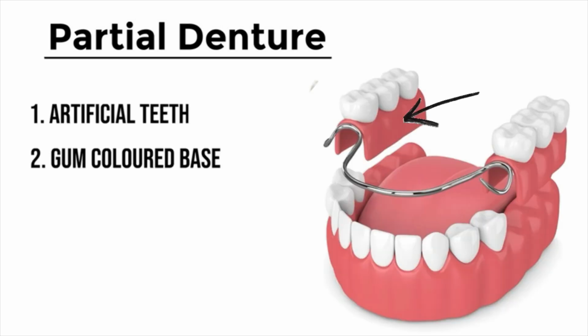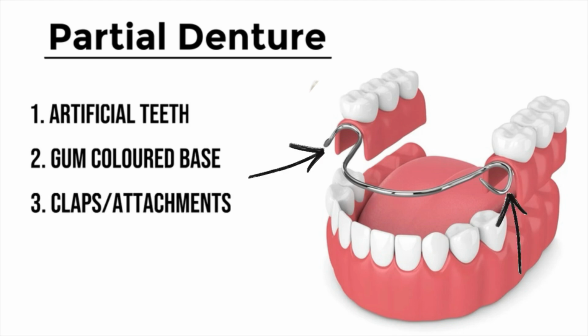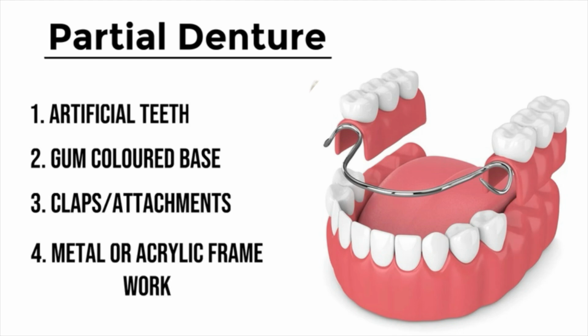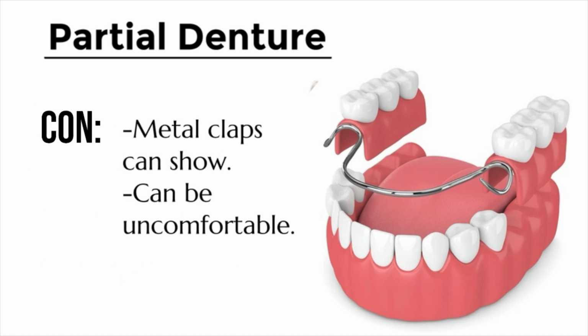A partial denture is replacing multiple teeth on the same arch. It consists of the artificial teeth, the gum-colored base, the metal clasps or rings that hold onto the teeth, and the metal or acrylic frame it's made out of. A big con with partial dentures is that they can be uncomfortable and the metal clasps can be seen.